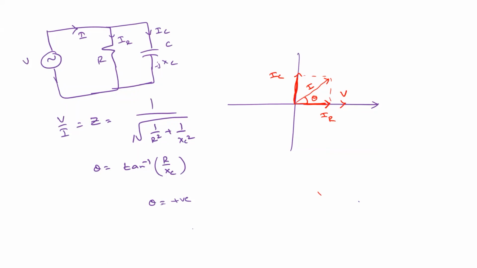Okay. So this is also a phasor sum. This I is equal to IR plus IC. So that is the phasor sum of these two, so from that also you can calculate. So here IR is V by R, and IC is V by XC. Right. So from that also you can calculate.